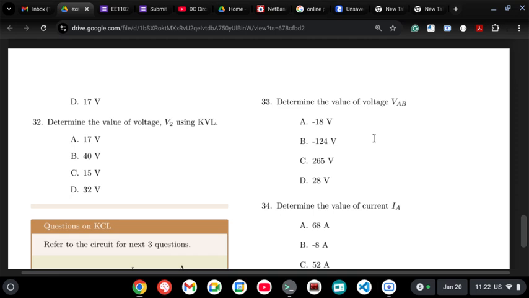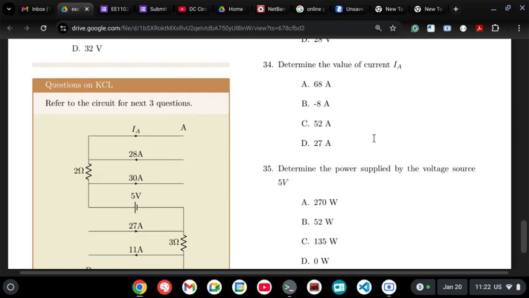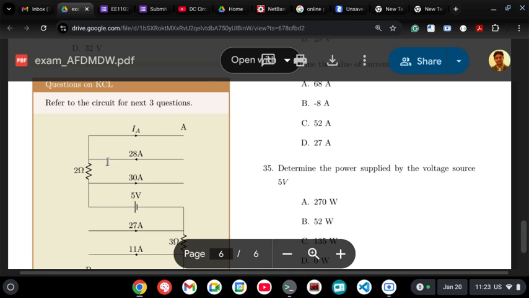Determine the current IA. 34th question. Determine the value of the current IA. Okay. So what is IA? Already we calculated up till here, the 2 ohms resistance, the current was 54 going upwards. To the 54, 28 is adding. So how much will it become? 54 plus 28. So 64, 74 and 82. 82 amperes will go, that is IA. So no, it's not there in the choices.